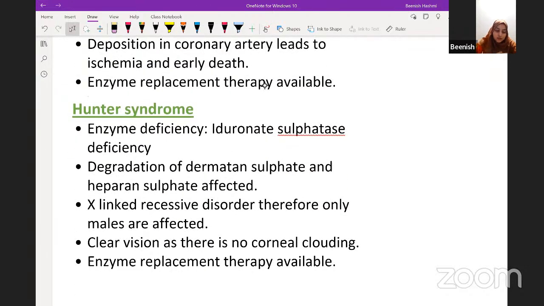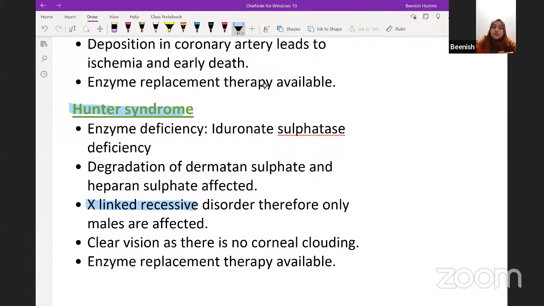And in Hunter's syndrome, the enzyme deficiency is iduronate sulfatase deficiency. Degradation of dermatan sulfate and heparan sulfate is affected. This is an X-linked recessive disorder. So this is important. You should know that Hunter is an exception. It is an X-linked disorder, whereas the others are autosomal recessive disorders.